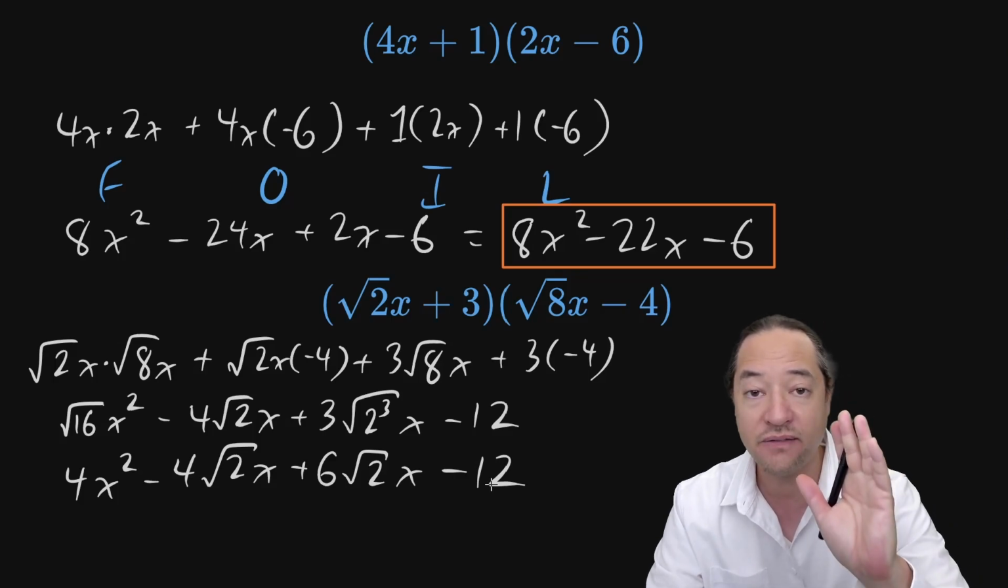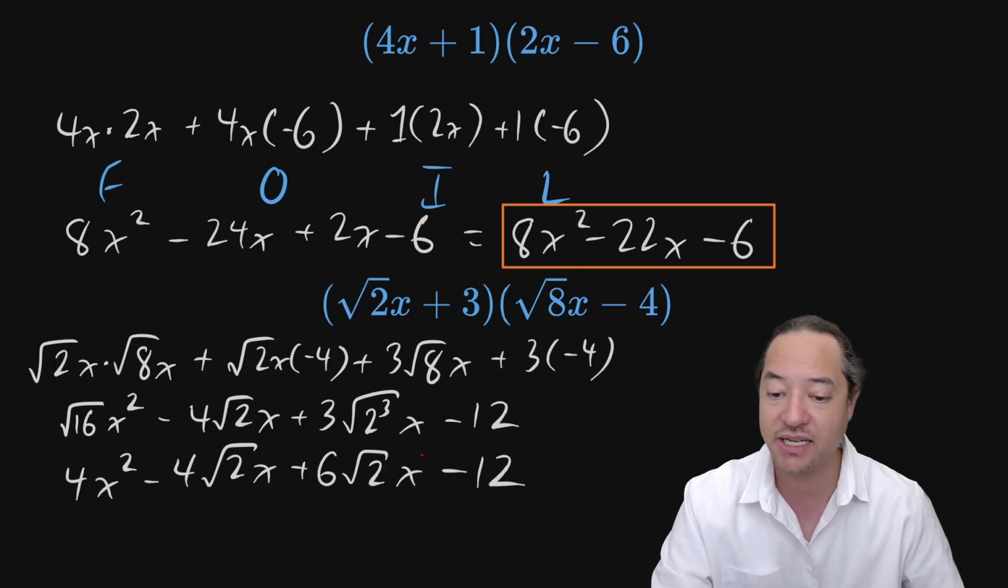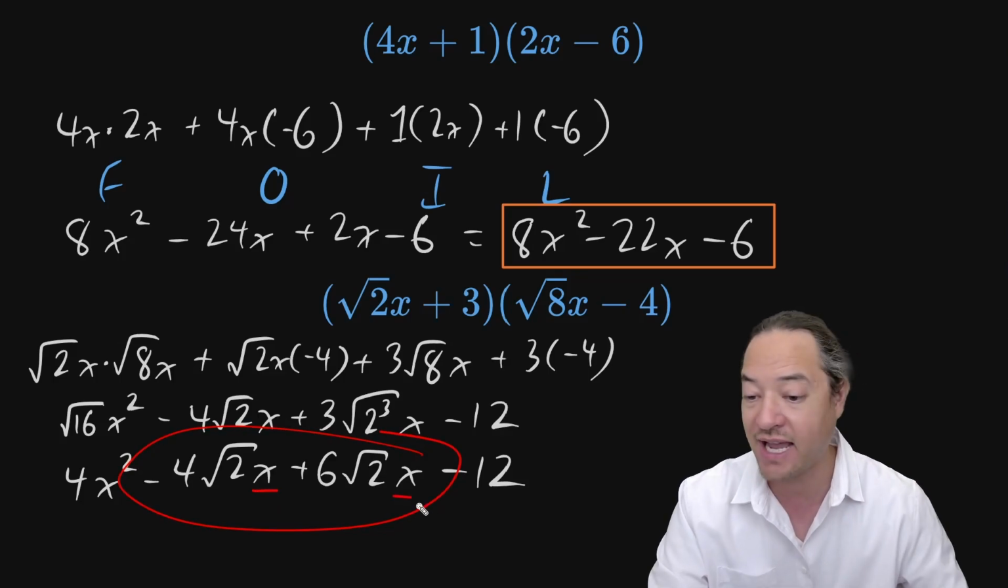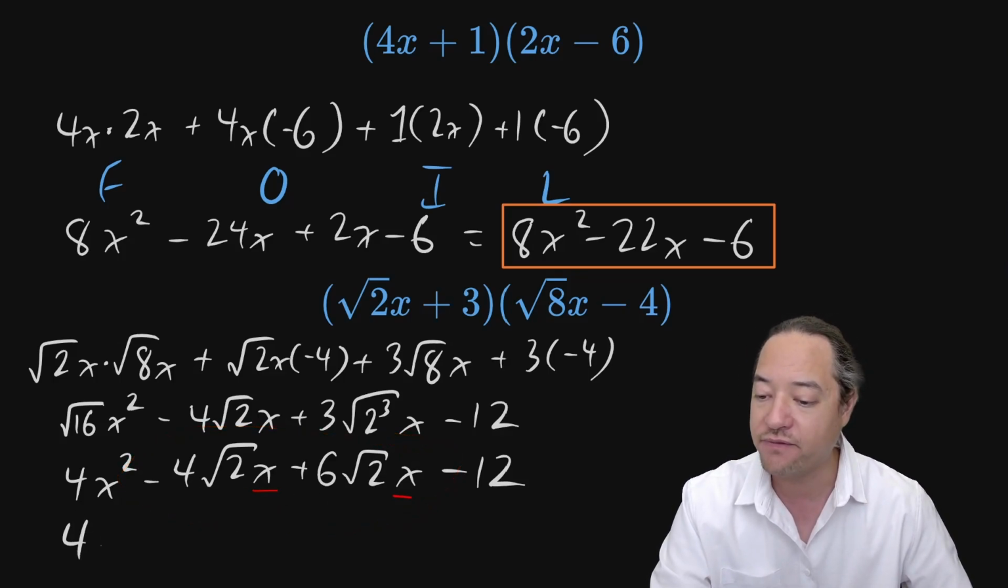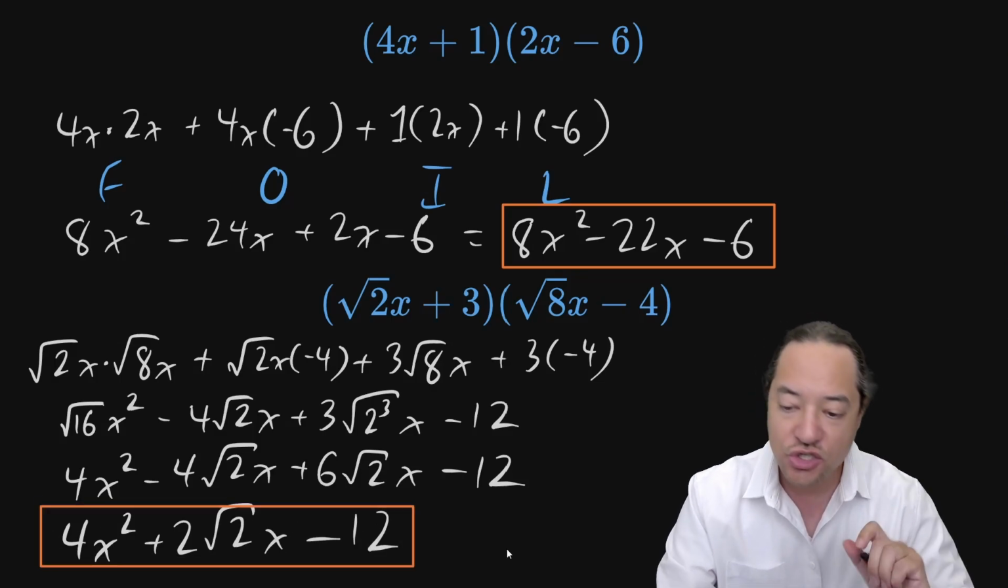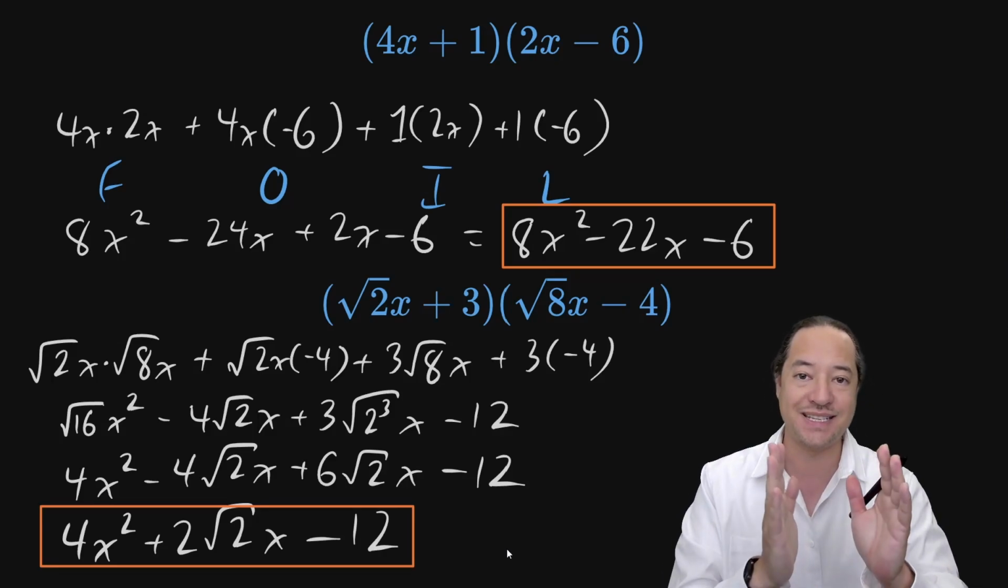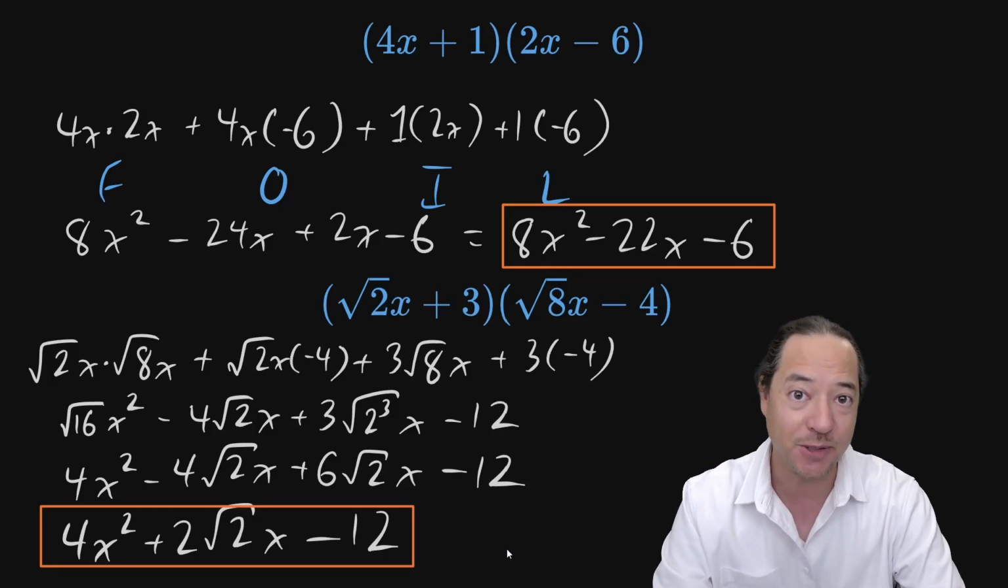And I think there's one final simplification step where I can combine these two like terms because they both share a common factor of x. I will wind up with a 4x squared plus 2 root 2x minus 12. And that should be the final answer here for this second example problem.